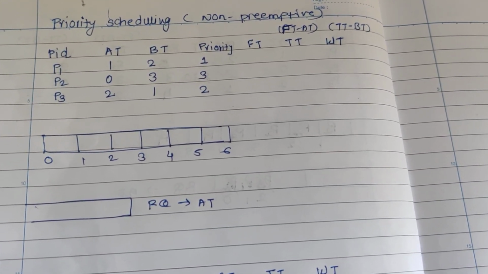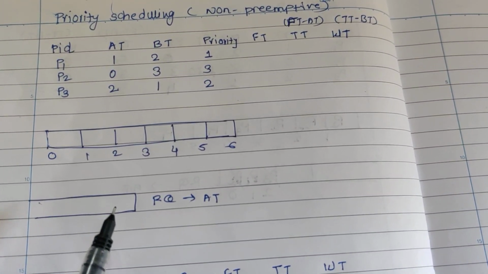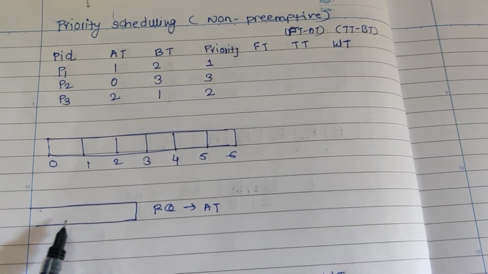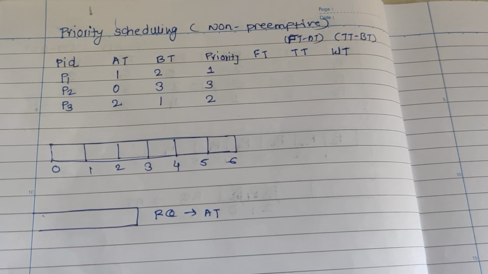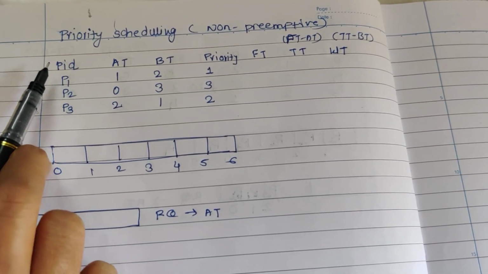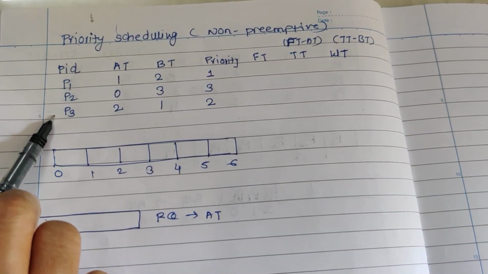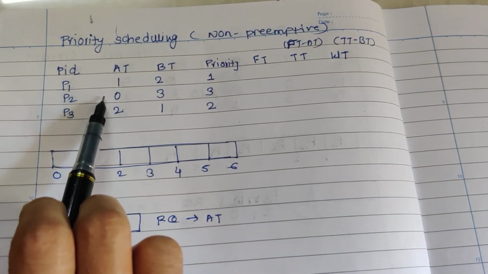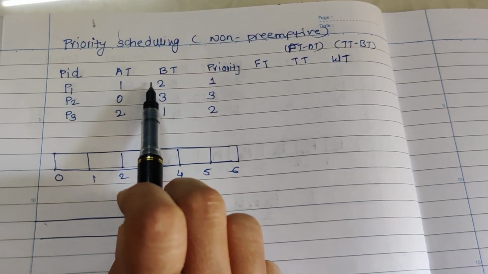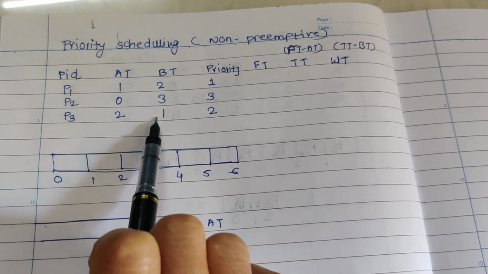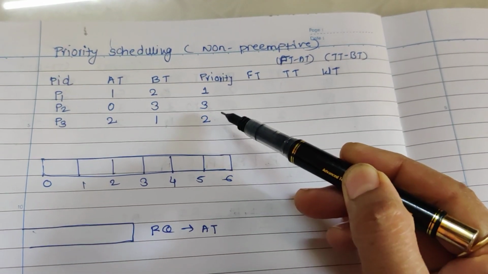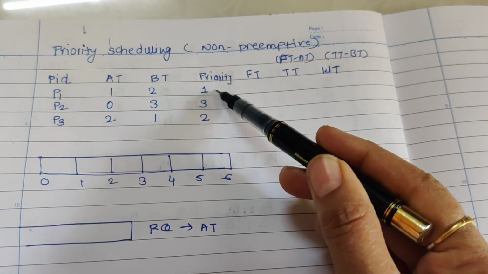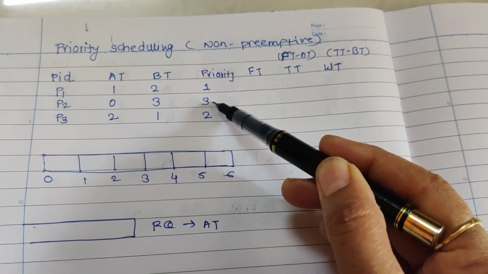So if I have more than one process in my ready queue with different priorities, we are going to select the process with the highest priority. So let's solve. We have P1, P2, P3, three processes with arrival times 1, 0, 2, burst times 2, 3, 1 and priorities 1, 3, 2. That means P1 has the highest priority and P2 the lowest priority.